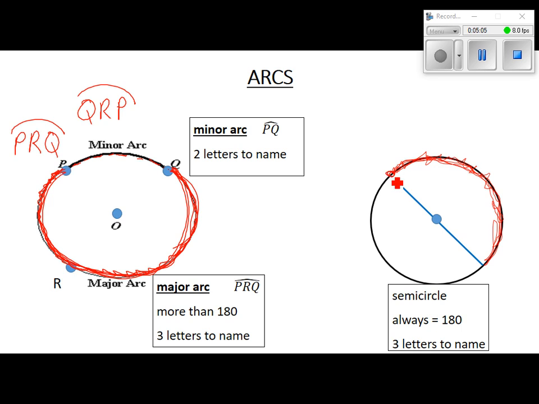A semicircle is like half the circle. So a semicircle goes from here around to there. The endpoints of a semicircle are always going to be the endpoints of a diameter of the circle, and the measure of that arc is always 180 degrees. Again, arcs are measured just like angles, so we use degrees to measure them. We could also measure a distance for an arc, and we're going to do that here in a few minutes. So we could measure a distance around the circle, but for now we're just using the degrees.